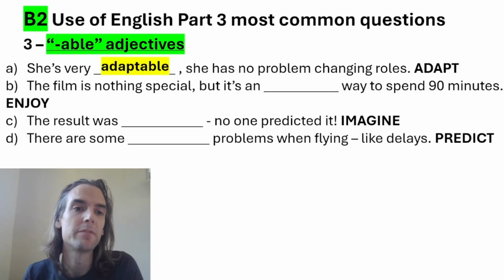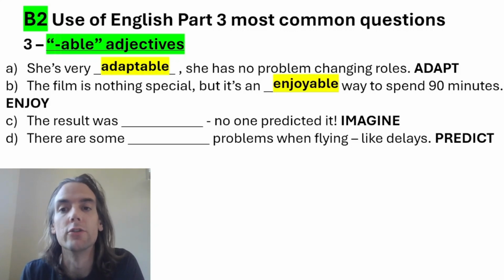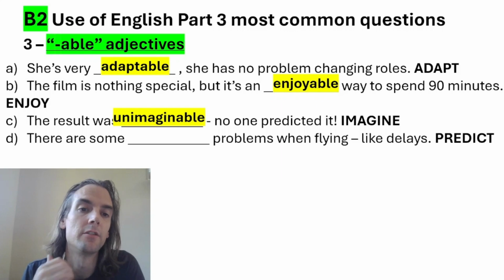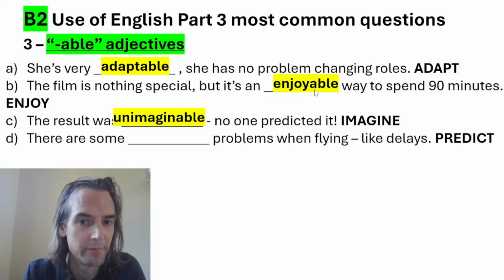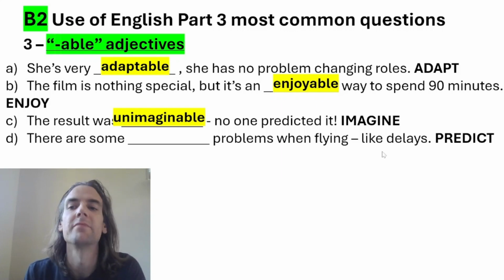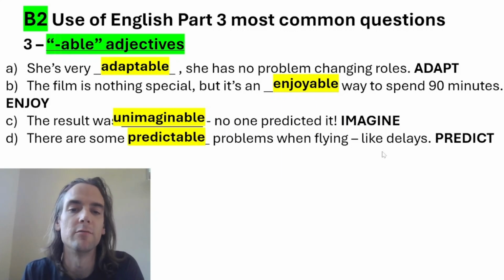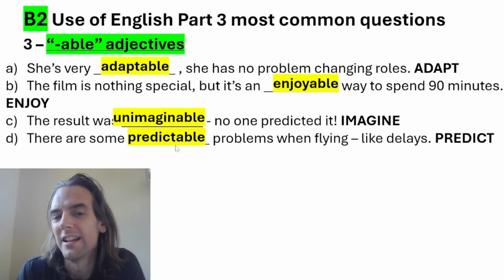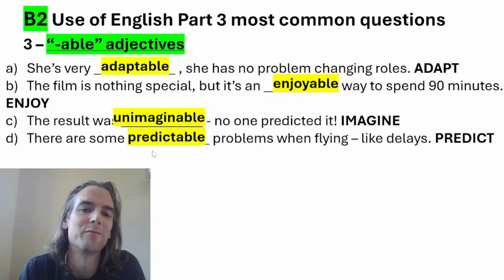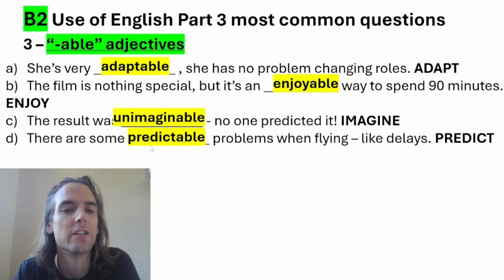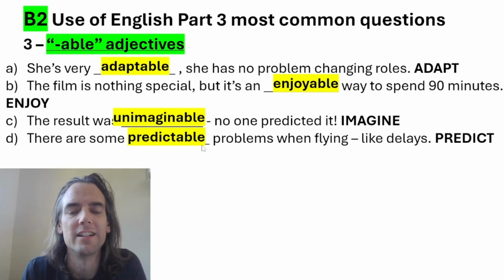She's very adaptable. It's an enjoyable film. The result was unimaginable. Be careful with your context there. And there are some predictable problems. Delays are common. It's predictable. You could probably say unpredictable, to be honest, for this one as well, from the context. I haven't really given you enough context. So if you said unpredictable, I think it's okay.